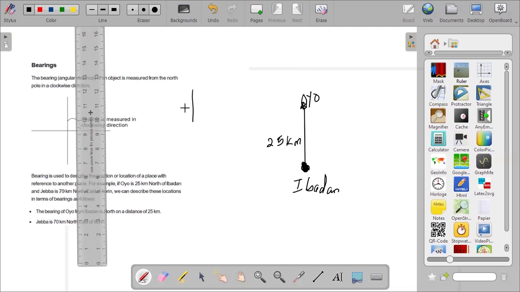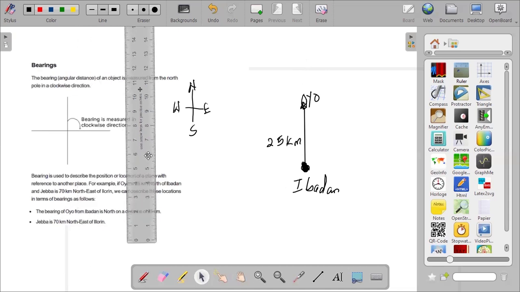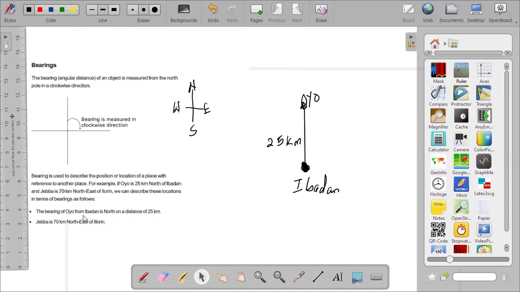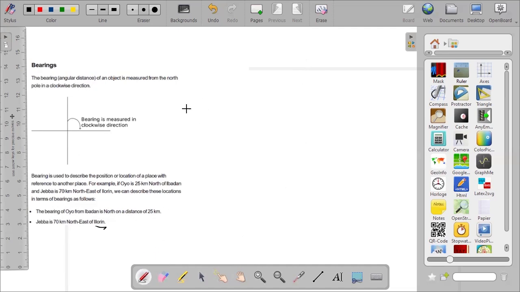From our cardinal point, where is north? This is north, this is south, this is west, and this is east. And so because Oyo is north of Ibadan, we draw a straight line from Ibadan going to Oyo in the northern direction. While the second one says Jeba is 70 kilometers northeast of Ilorin, meaning Ilorin is a reference point in this case. So you draw a point and call it Ilorin, and with your cardinal point, I shouldn't have cleaned that.